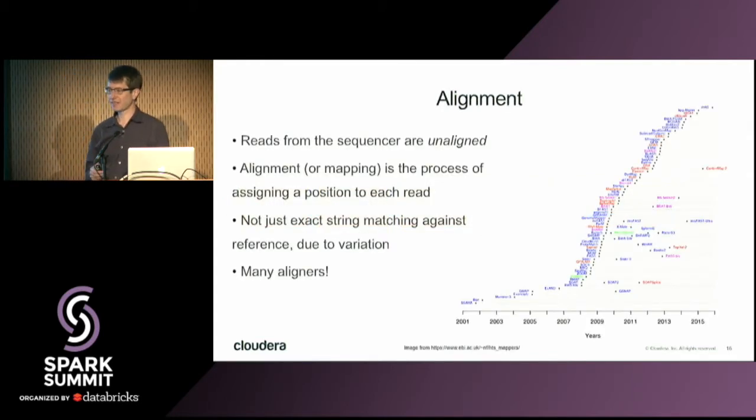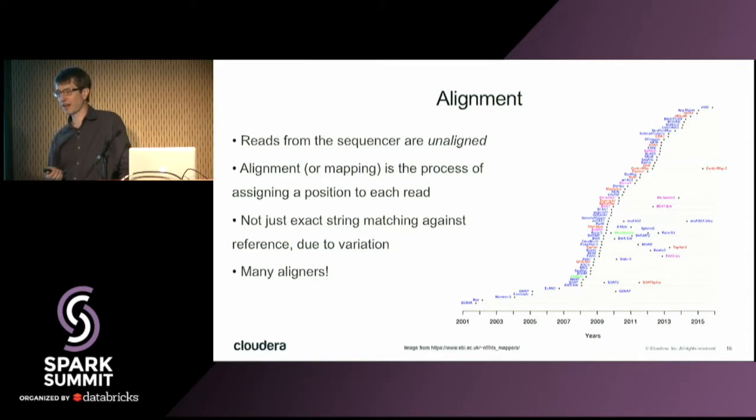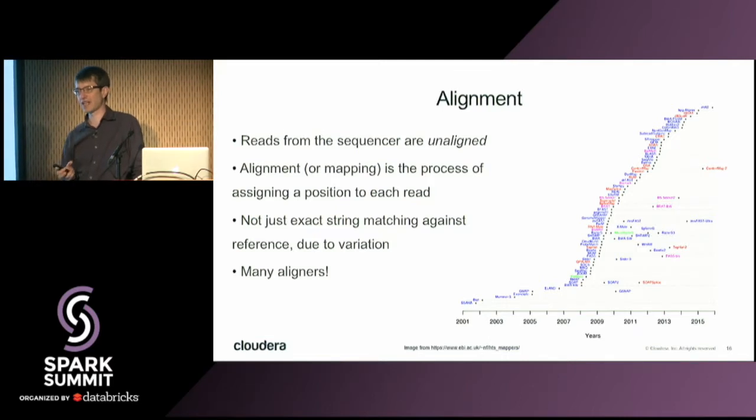So alignment is, when you do DNA sequencing, I mentioned that you get these reads, and the reads are just little strings, and we have no idea where they fit in the genome, what position they come from. So they're unaligned. So the process here is to find where they match the reference genome. But it's a little bit more complicated than that because we're not looking for exact string matches.